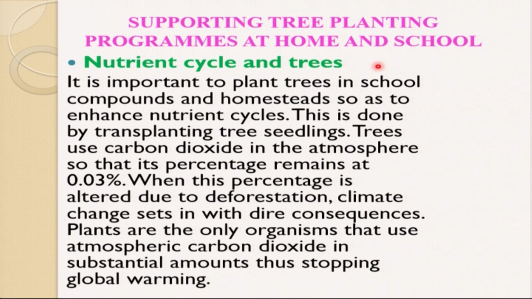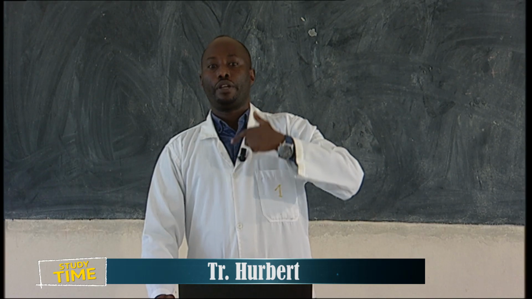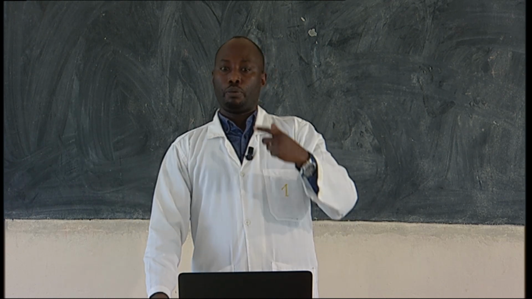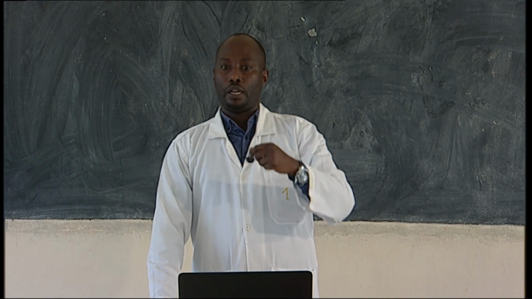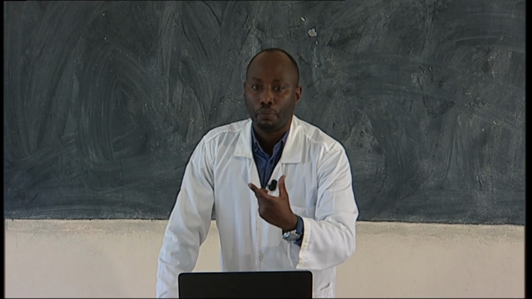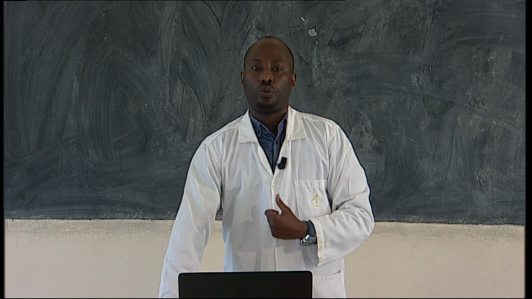Because we have talked about nutrient cycles. With the water cycle, we talked about how plants play a big role. We talked about plants playing a big role in removing excess carbon dioxide in the atmosphere, which can cause global warming. As well as the nitrogen cycle, which is also very important in our body because it makes some of the body structures. Take an example, the structure of DNA: nitrogenous bases are made up of nitrogen. So it is very important to have supporting tree planting programs at our home and even at school.